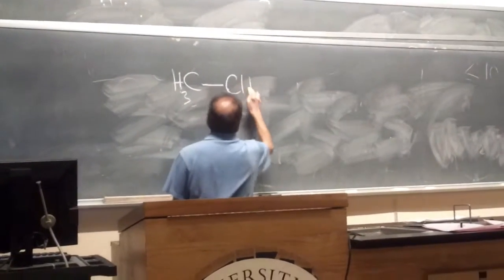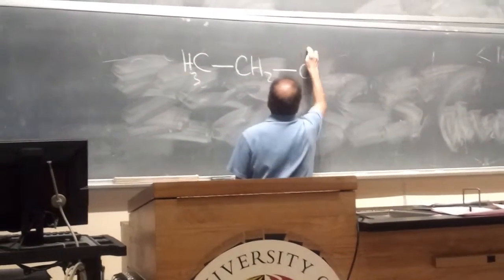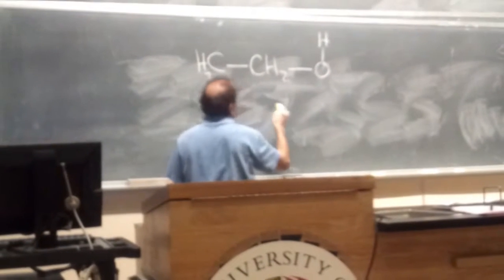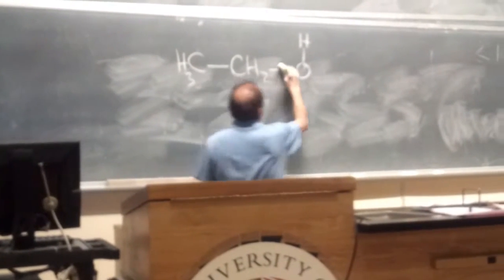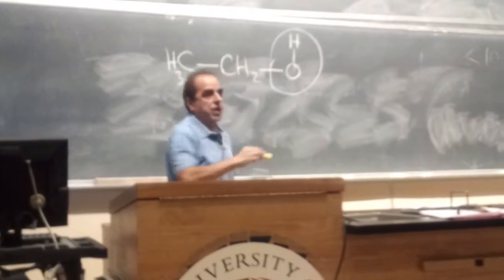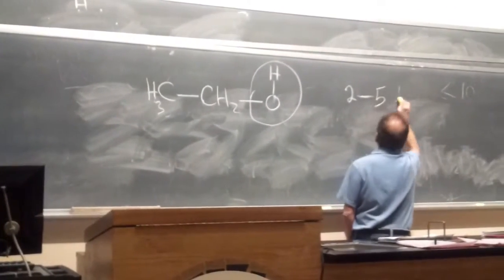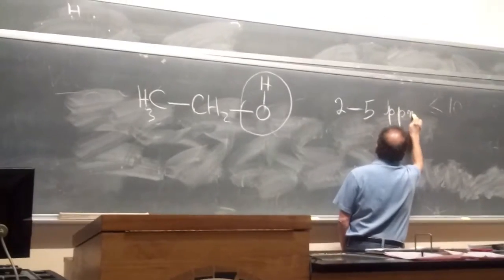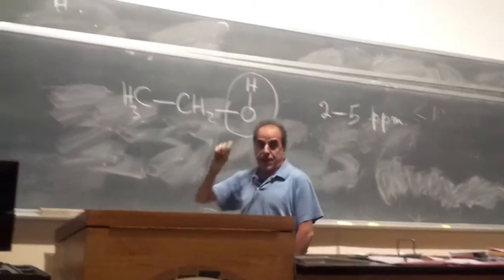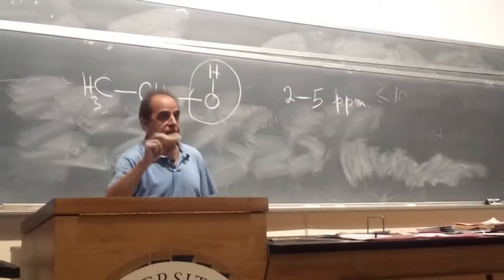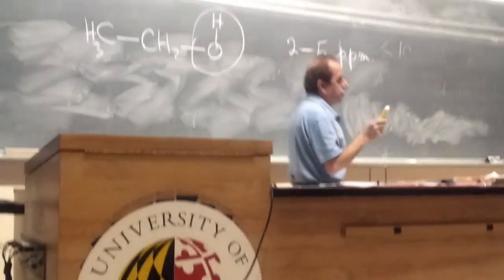Actually, one of the simplest is ethanol. Now, in ethanol, one of the things that you have to pay attention to is that the signal for OH in NMR can show up between 2 to 5 ppm. This signal gets shifted depending on the concentration of the sample, but usually it's around 2 to 4.